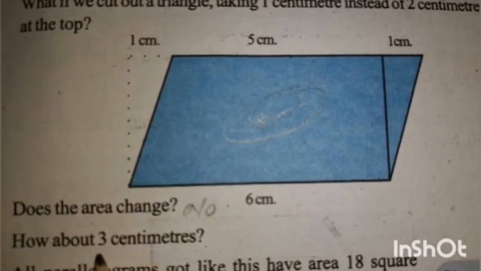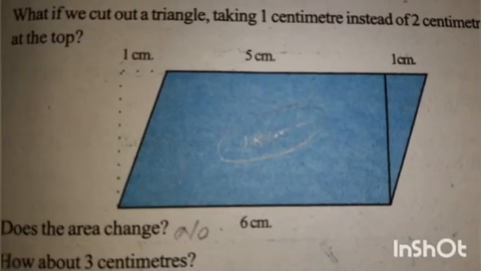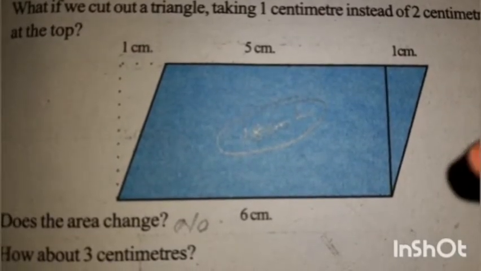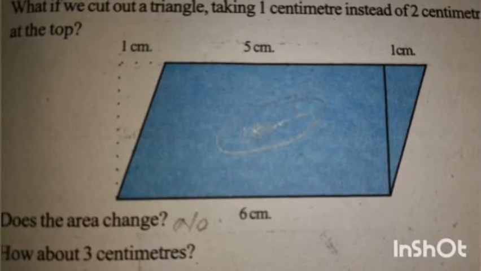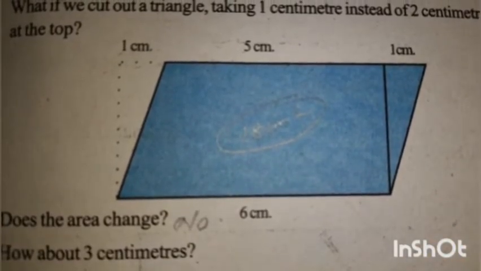Then instead of 1 centimeter, if we cut 3 centimeter, is there any change in the area? There is no change. So all the parallelograms we got like this have the same area of 18 centimeter square and one side 6 centimeter length.